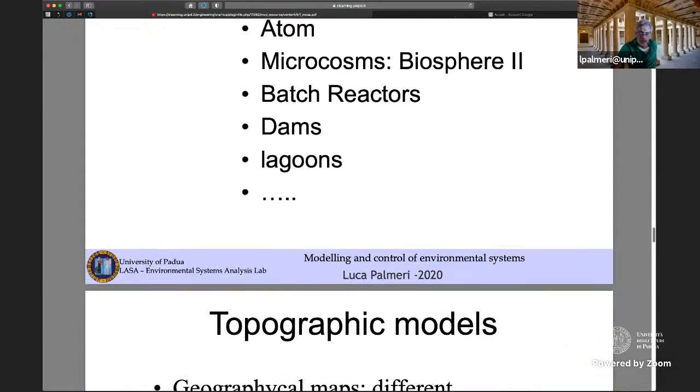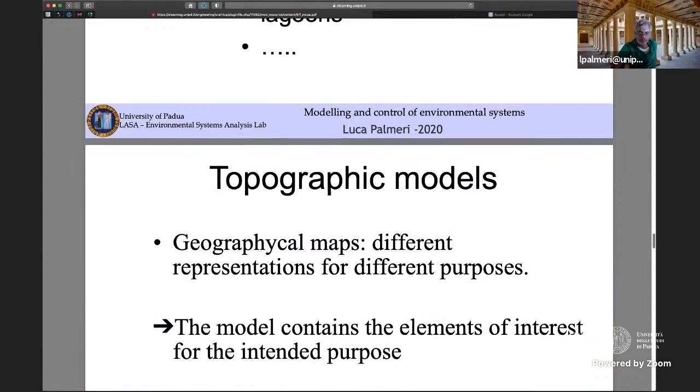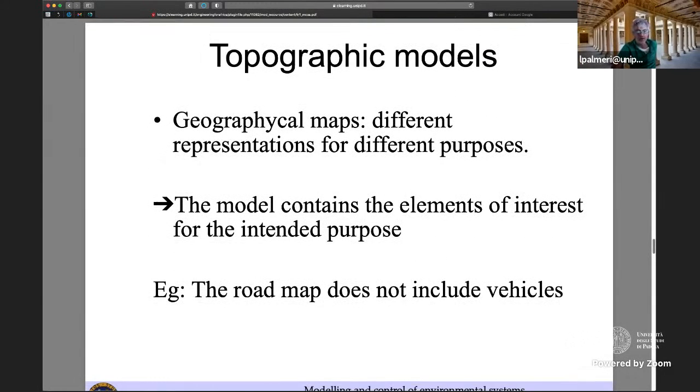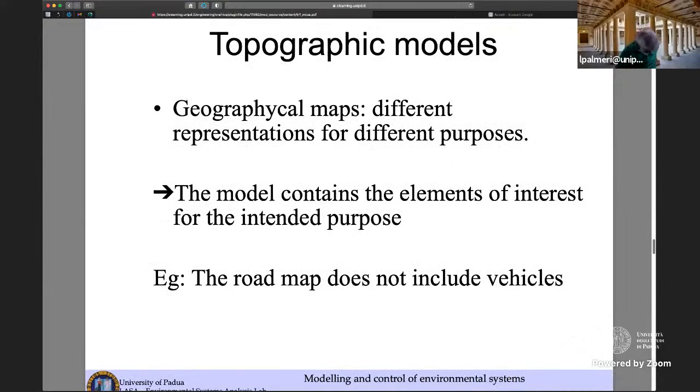Okay, topographical models. Topographic models have to do with GIS, Geographical Information Systems. Topographic models refer to geographical maps, which are different representations of a certain portion of the territory, different for different purposes.